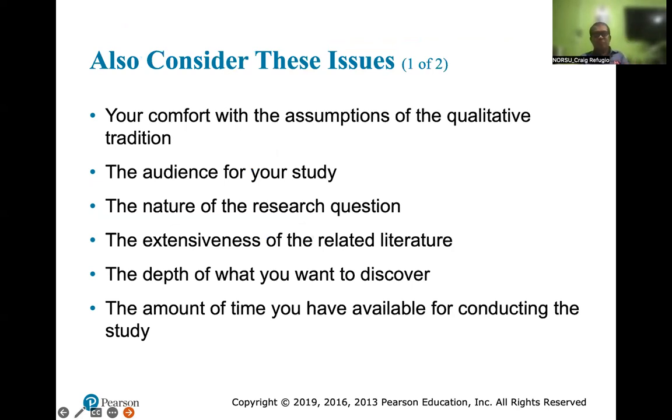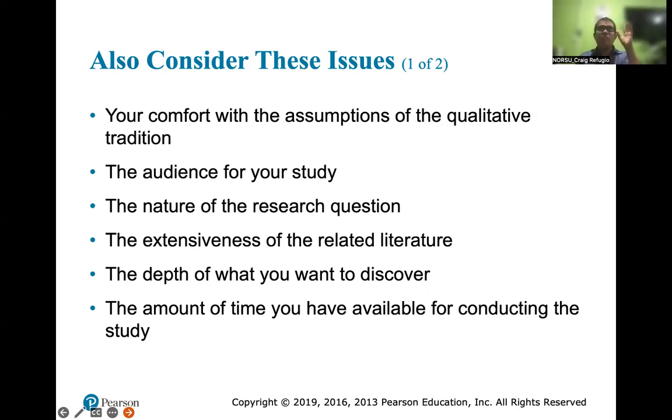Also consider these issues. Your comfort with the assumptions of the qualitative tradition. I mentioned already about assumptions, that as a researcher, you have some assumptions about the qualitative data, even in the quantitative data, or in a combination of quantitative and qualitative data. The audience of your study. So who can actually benefit from the findings of the study, and even the target respondents could be the audience of your study. The nature of the research question: what kind of research question are you going to consider?